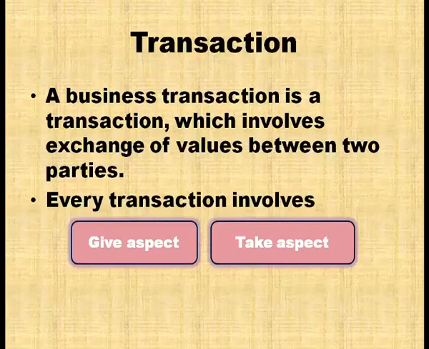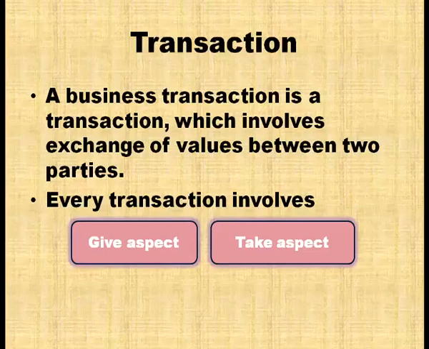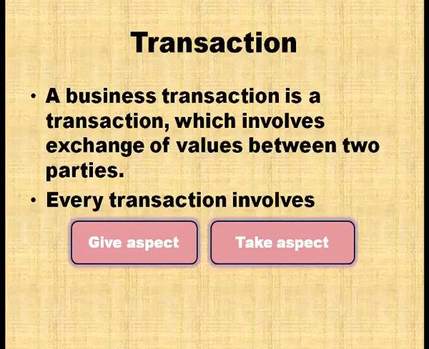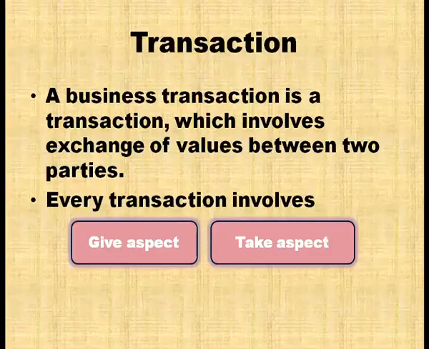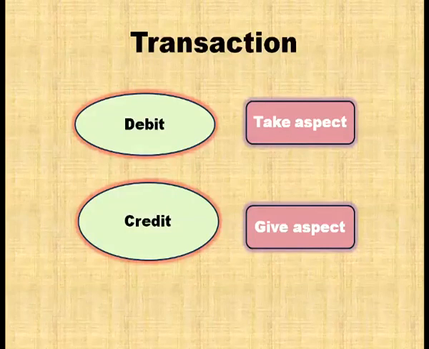A business transaction involves exchange of values between two parties. That is a transaction which involves exchange of values between two parties. Every transaction involves two aspects. One is the giving aspect, another is the taking aspect. So, giving aspect will be credited and taking aspect will be debited.